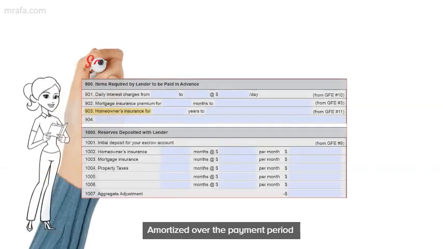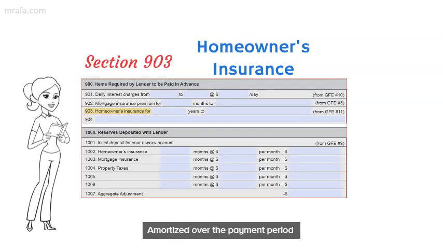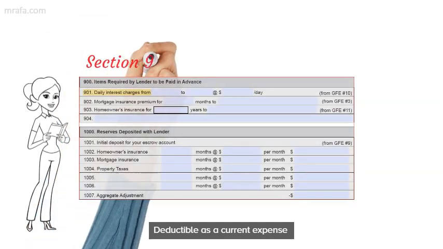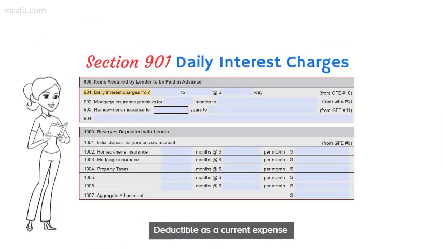And then section 903 is the homeowner's insurance. This is the part where it's basically for the real estate property, regarding the insurance related to it. That means if anything happens to that property for whatever reason, this is the premium that the lender required you to pay during the closing.